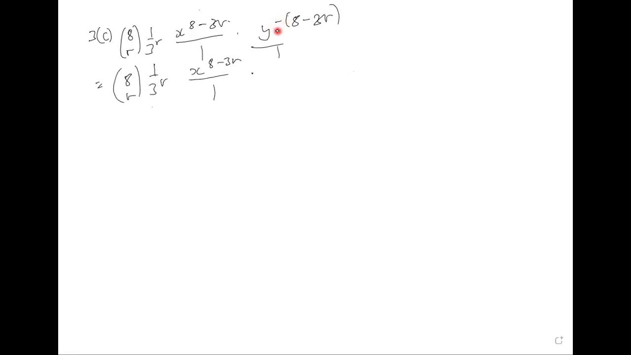And so when we write 1 over the same y, the power will now be positive. So that when we multiply the numerators, this by this, it will be this, then this by that. This gives us 8 to the r, 1 over 3 to the power r, x to the power 8 minus 3r over y to the power 8 minus 3r. So this is what we get.